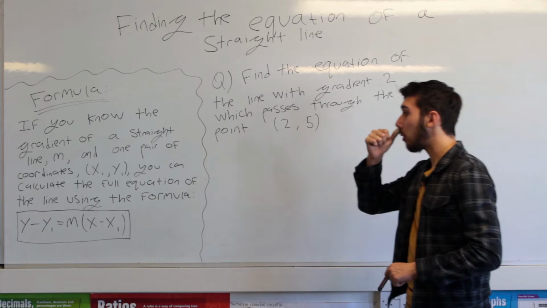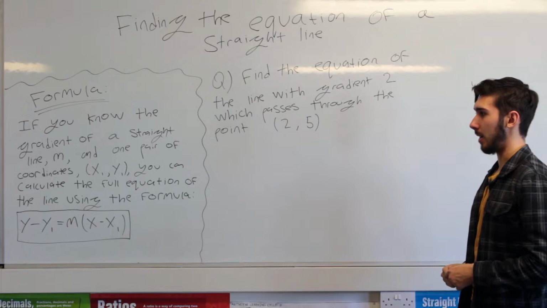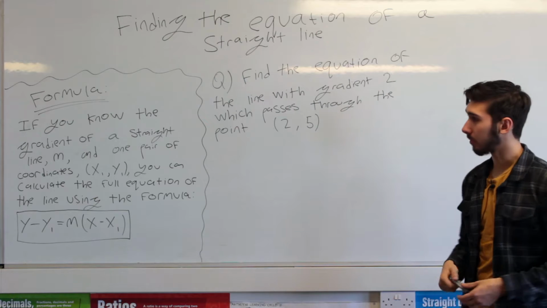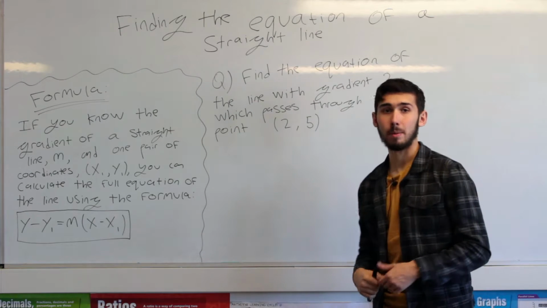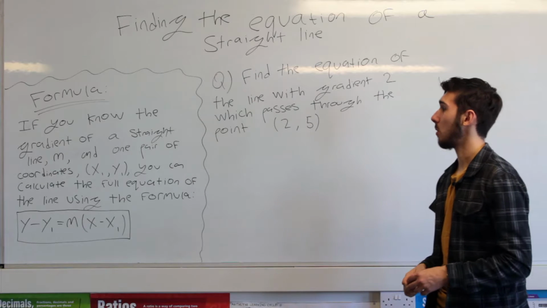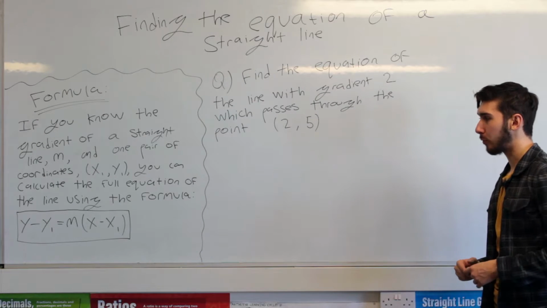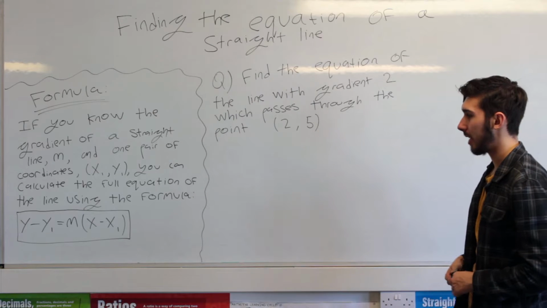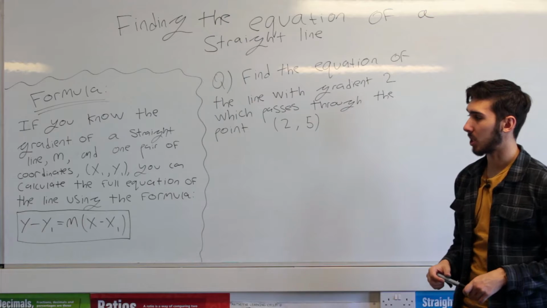There is a new formula, guys, that we must be aware of. If you know the gradient of a straight line, we're going to call that gradient m, just like always. And one pair of coordinates, so we're going to call that pair of coordinates x1, y1. You can find out what the full equation of the line is using this magical formula here. Y minus y1 equals m times x minus x1.